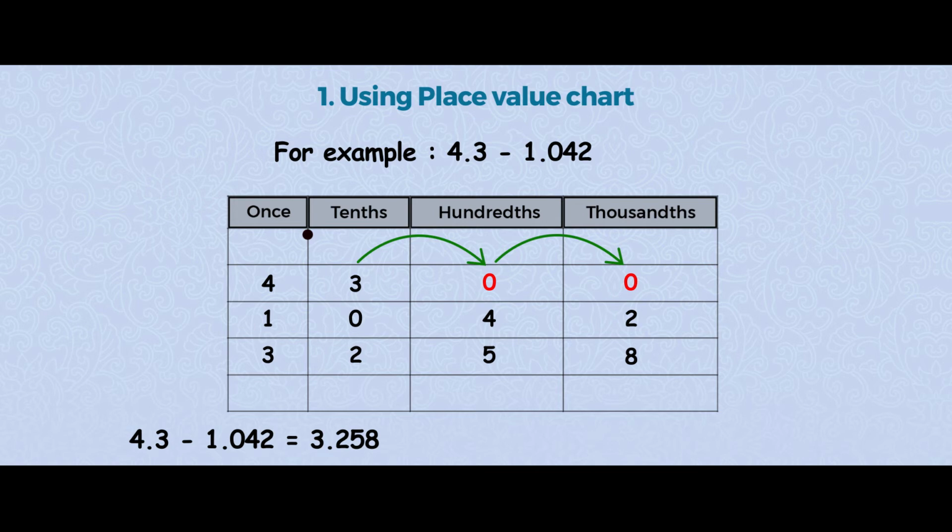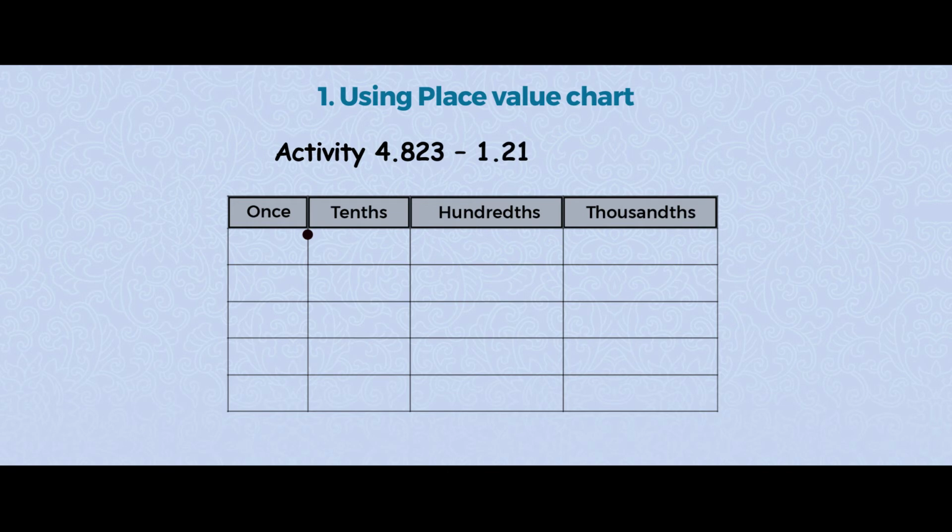No. Are you still in doubt? Let's do an activity together so that you'll get a clear idea how to do it. So here, 4.823, and then you have to take away 1.21. Let's place these numbers in the place value chart.